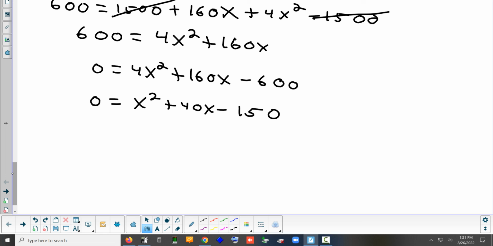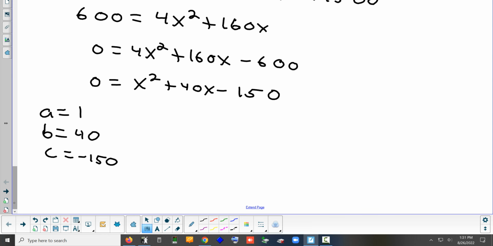You could use the quadratic formula. Yeah, you can use the quadratic formula. So in this case, that's going to be the way we have to solve it. What would A be if we were going to use the quadratic formula? 1. And B? Would it be 40? 40. And C? Negative 150. So once we plug that into the quadratic formula, we will have our answer.